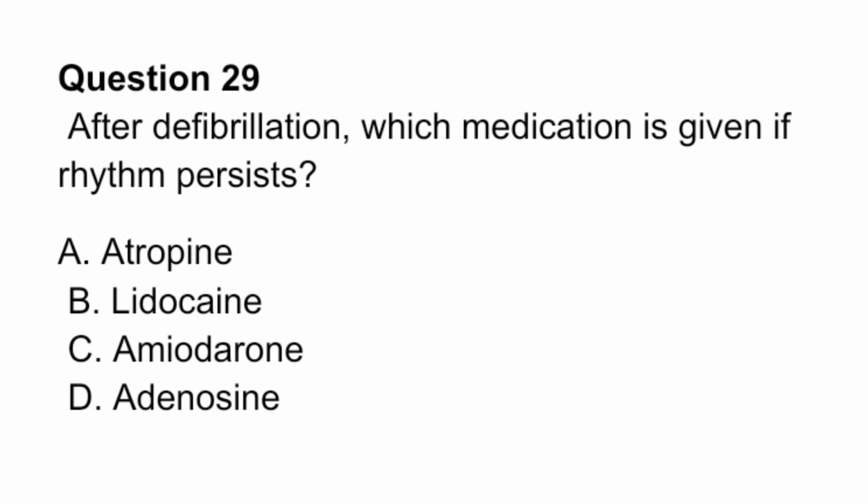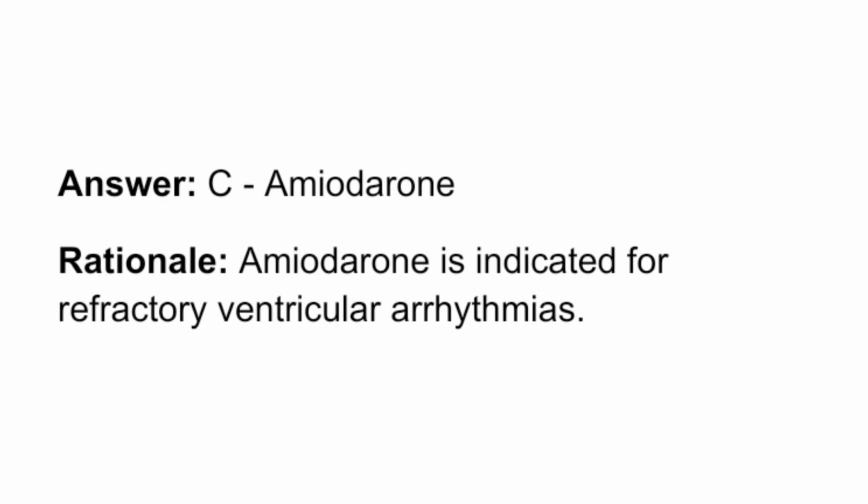Question 29. After defibrillation, which medication is given if rhythm persists? A. Atropine. B. Lidocaine. C. Amiodarone. D. Adenosine. Answer: C. Amiodarone. Rationale: amiodarone is indicated for refractory ventricular arrhythmias.